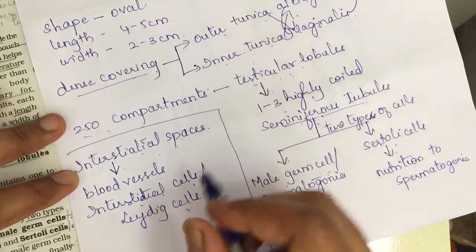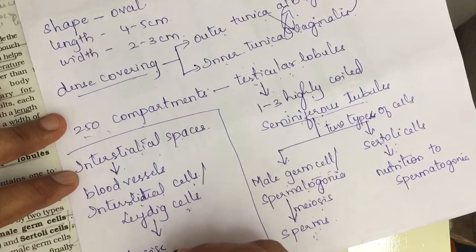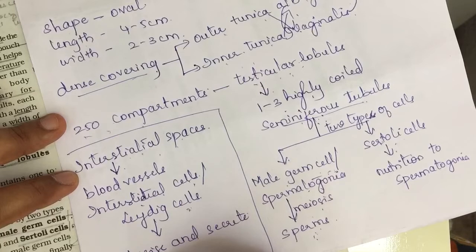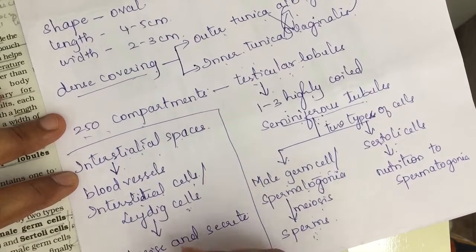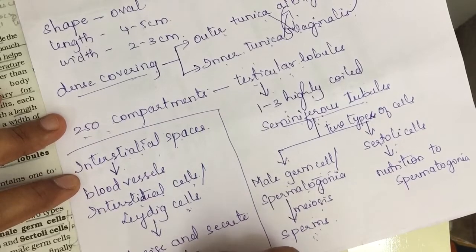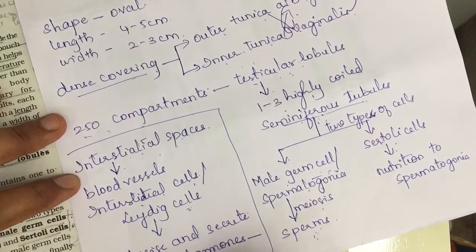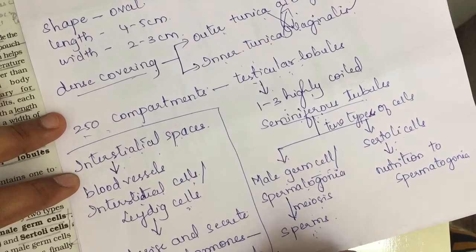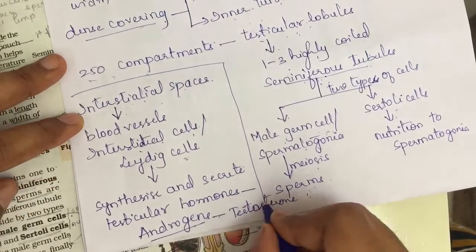The function of the Leydig cell is to synthesize and secrete testicular hormones. You will get one more question: name the cells which secrete testicular hormones, or name the cells which secrete androgens. These testicular hormones are called androgens. In androgens, mainly which hormone? Testosterone. This hormone is getting secreted.